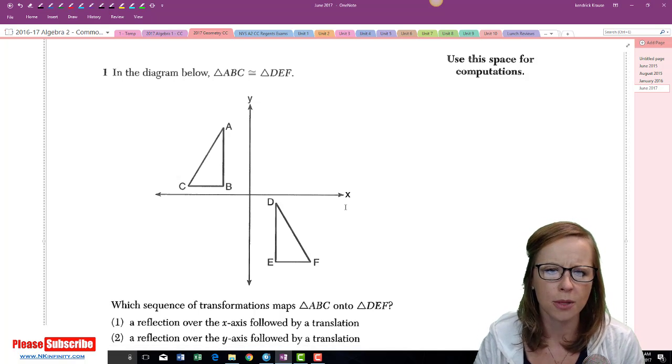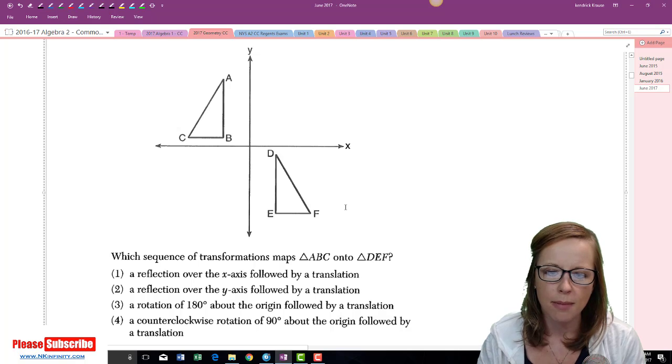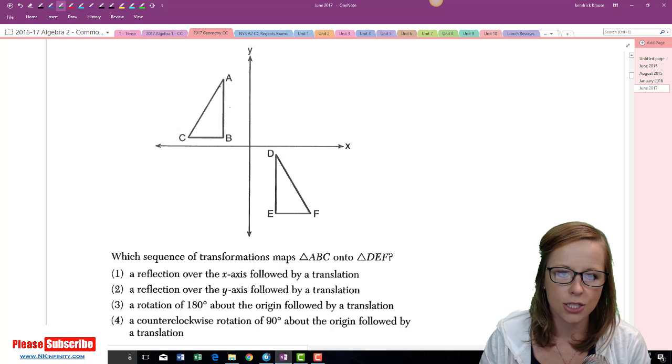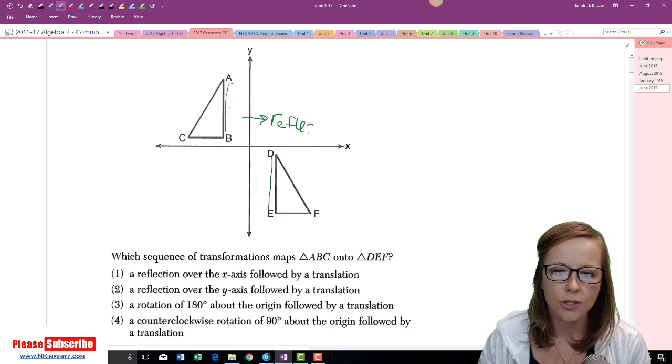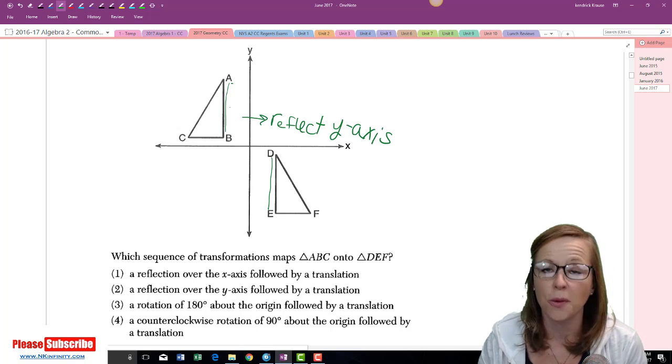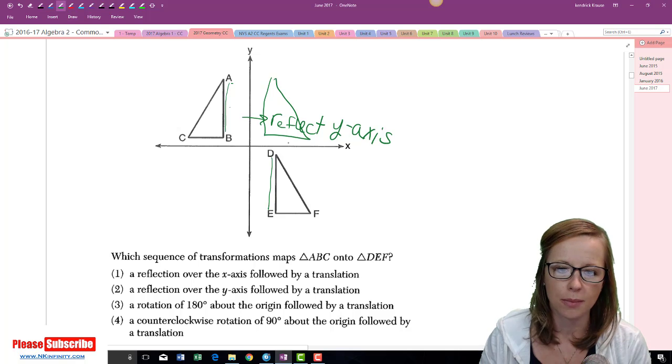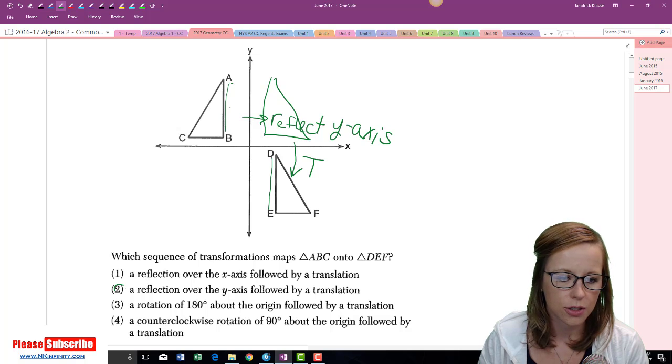So in the diagram below, triangle ABC is congruent to triangle DEF. Which sequence of transformations maps ABC onto DEF? Well, clearly, in order to get over to here, it has changed orientation, right? This vertical side is on the right, and then over here it's on the left. So there is definitely a reflection involved. So we're going to reflect over the y-axis here. It looks like the only one that says reflection over the y-axis is choice 2. And then after we reflect over the y-axis, in my beautiful drawing skills, we would just translate down. So that would be choice 2.